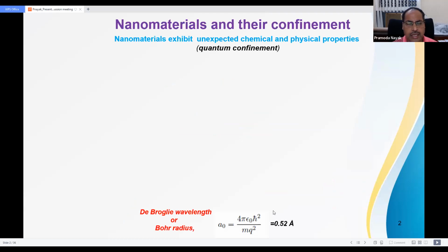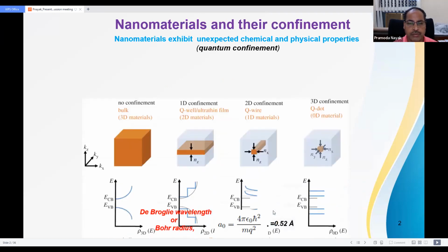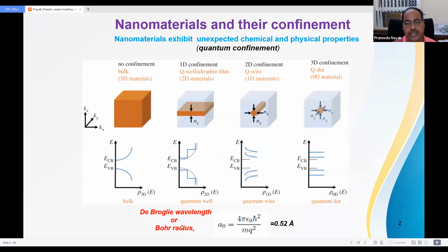First, I will talk about van der Waals heterostructures. Before going to that, let me show you the different nanomaterials and their confinement. When you talk about nanomaterials, mostly we are talking about the threshold value, the de Broglie wavelength or the Bohr radius of that particular material. When the size of the material goes below the Bohr radius, we can say there is a quantum confinement effect, and the nanomaterials exhibit unexpected chemical and physical properties.